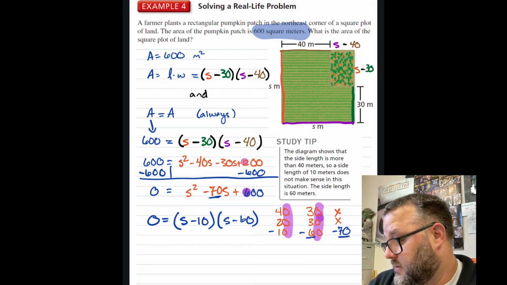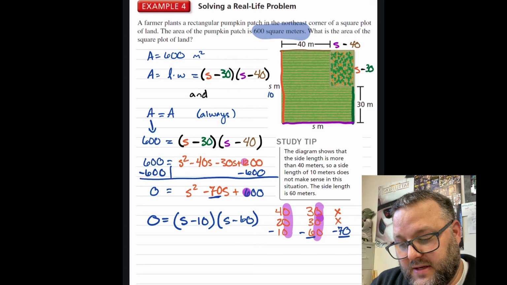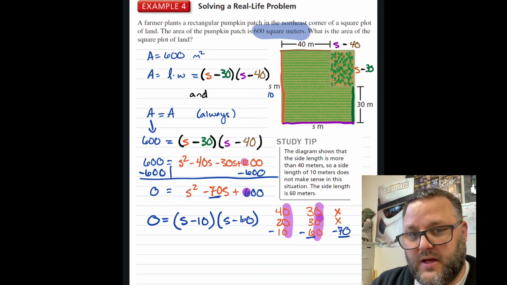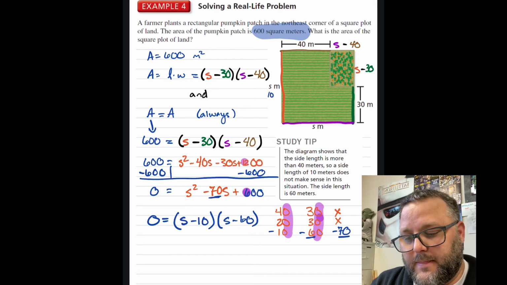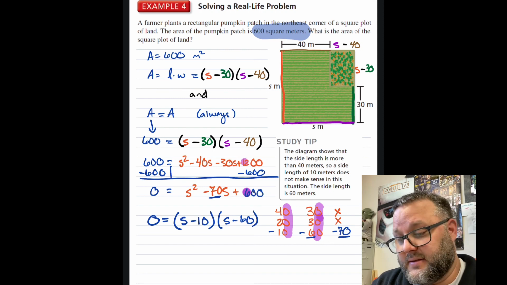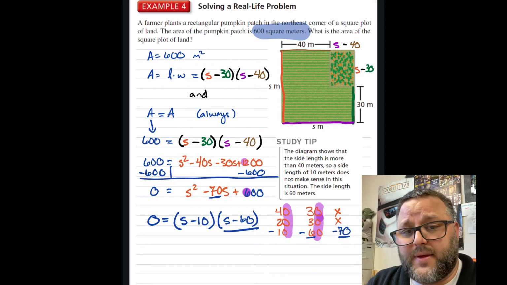All right, so the area is 60 by 60, and I know that because S can't be 10, because that would mean the whole side, the orange side here, would be 10, and the other side would be 30. That doesn't make sense because only part of the side was 30, and the full side being 10, that can't be. So the answer that makes sense in this case is S minus 60. It's not that S minus 10 doesn't exist, but it's not the one that makes sense.